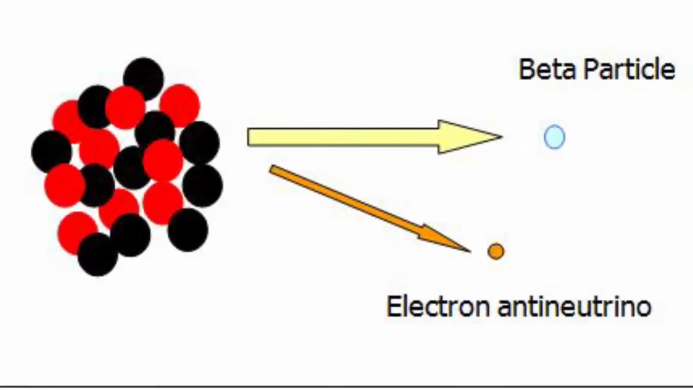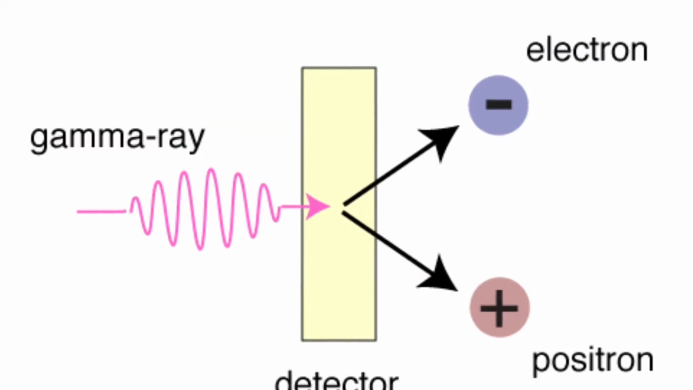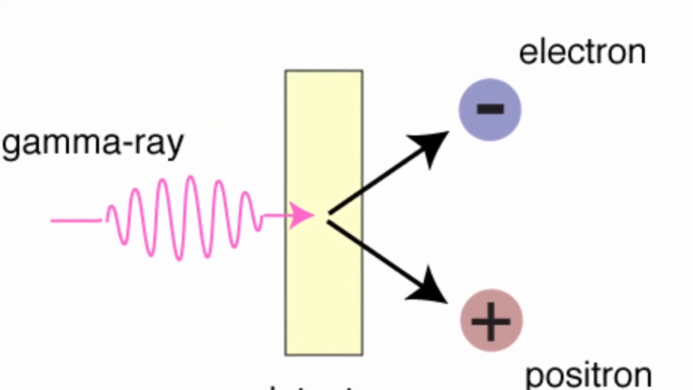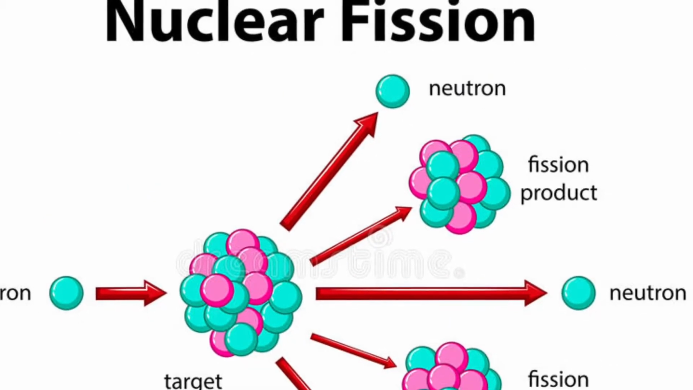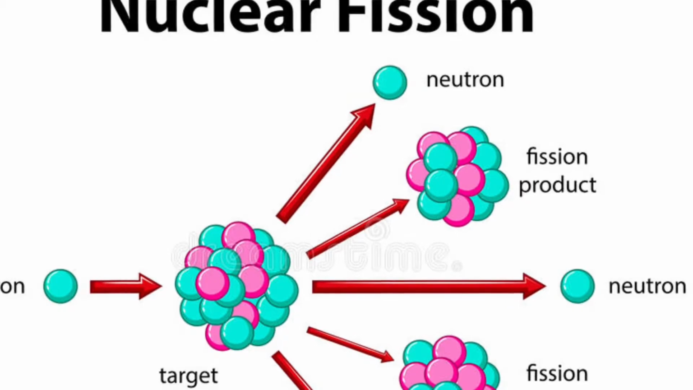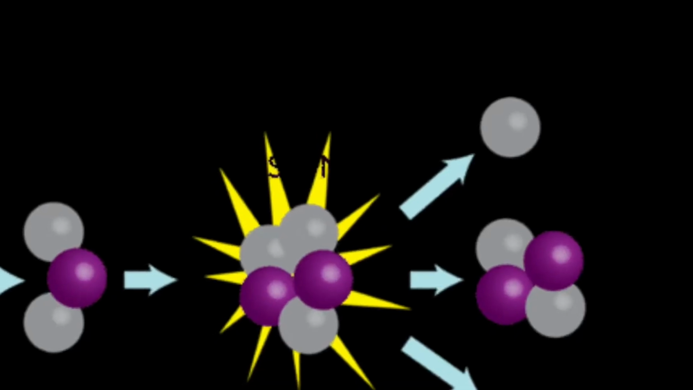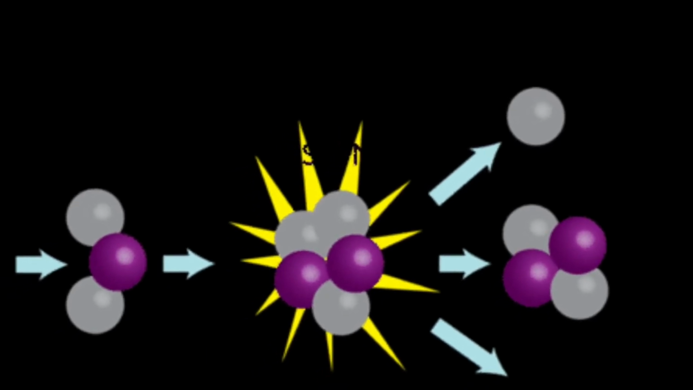Beta is the transmutation of a neutron into a proton and an electron. Gamma is the release of electromagnetic energy from an atom's nucleus. Nuclear fission is the splitting of heavy nuclei into gamma rays. It frees the neutrons and other subatomic particles. Nuclear fusion is a reaction in which two or more nuclei combine together to form a new element with a higher atomic number.